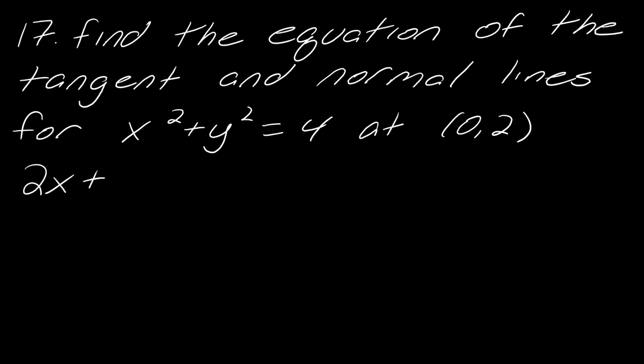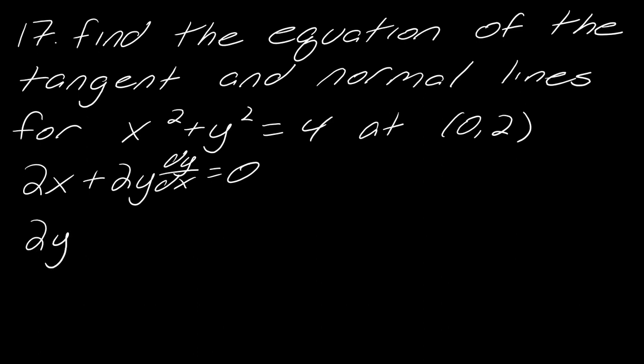So I'm going to have 2x plus 2y dy/dx equals 0. Okay, so I had to write dy/dx because I took the derivative of y. If you're not familiar with that, I highly recommend that you go back and watch some of my videos on implicit differentiation because I break all that down. So now I need to solve for dy/dx.